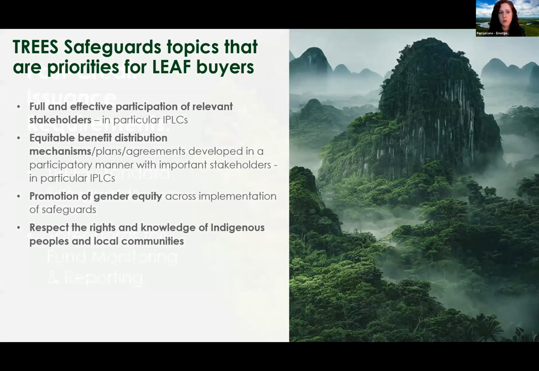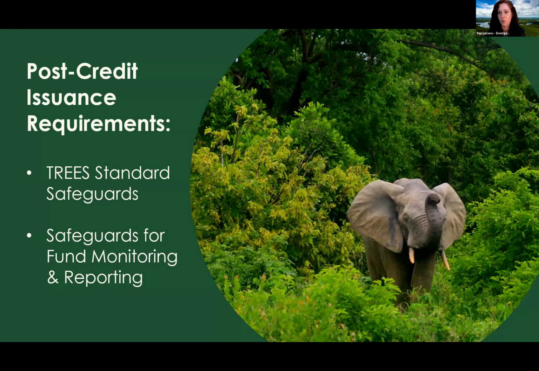So I'll pass this over to Dion to talk a little bit more about the post-issuance requirements as they relate to safeguards for fund monitoring and reporting. Dion? Thank you, Paz, and thank you, Victoria, you and REDD staff, and all the participants for giving us an opportunity to clarify some of these concepts. So I'm going to talk mostly just in a few minutes about the use of proceeds and post-credit issuance requirements.